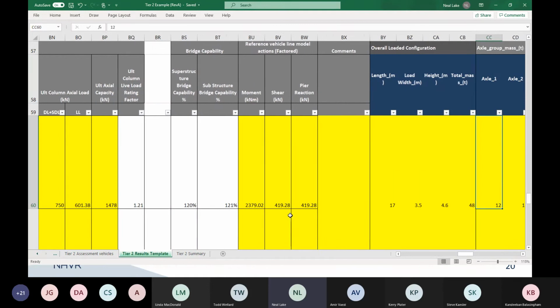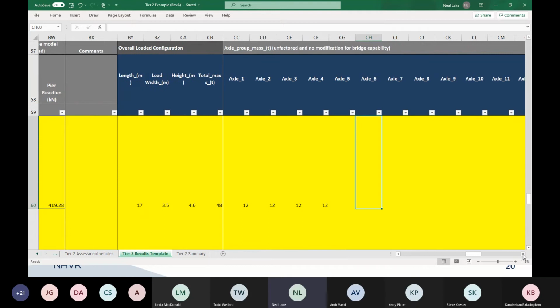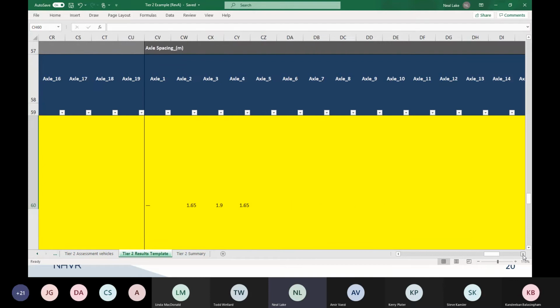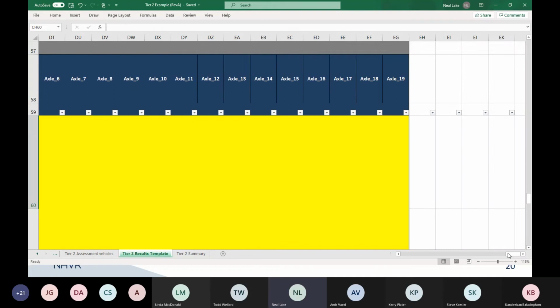And then finally, what we have here on the left is those key outputs, the bridge capability, percentage of reference vehicle for the superstructure and the substructure. And then you can see here as we travel a little bit further right, we have information very specifically on what the vehicle was. So what the axle groups were, what the spacings were, and then what the ground contact widths were. All really important information to put it in context.